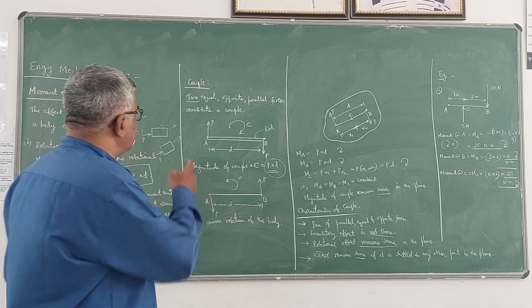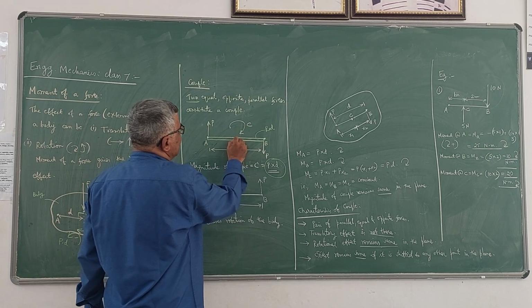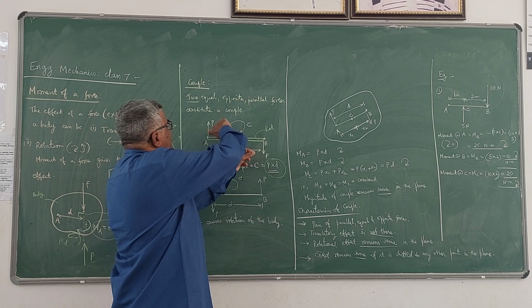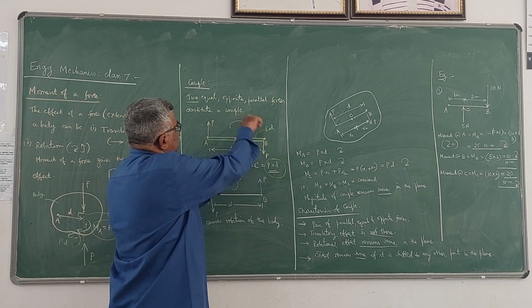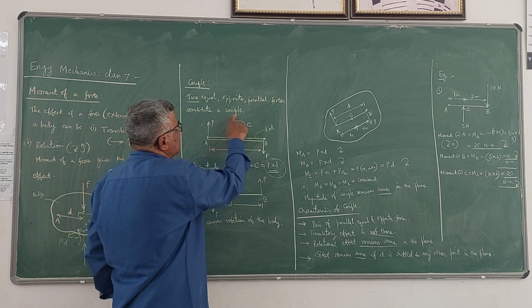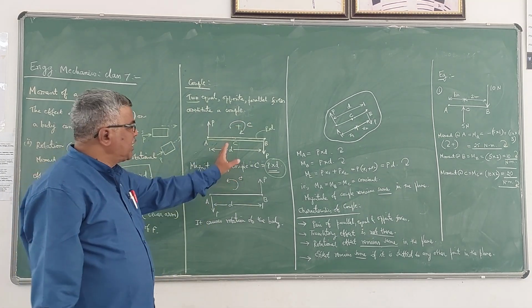In the first case, you can see the effect of this. You consider any point here. If you take a point C here, the effect of this P is clockwise. The effect of this P is also clockwise. That means finally you are getting a clockwise couple of magnitude P into D.